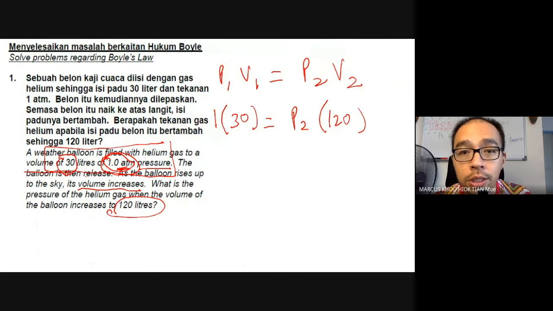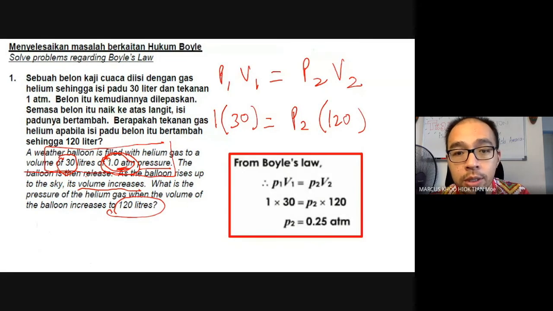Okay, so this will give us a value of P equals 0.25, and you use the same unit as the one that is given in the first one. If this is ATM, or atmosphere, then over here you also write ATM.